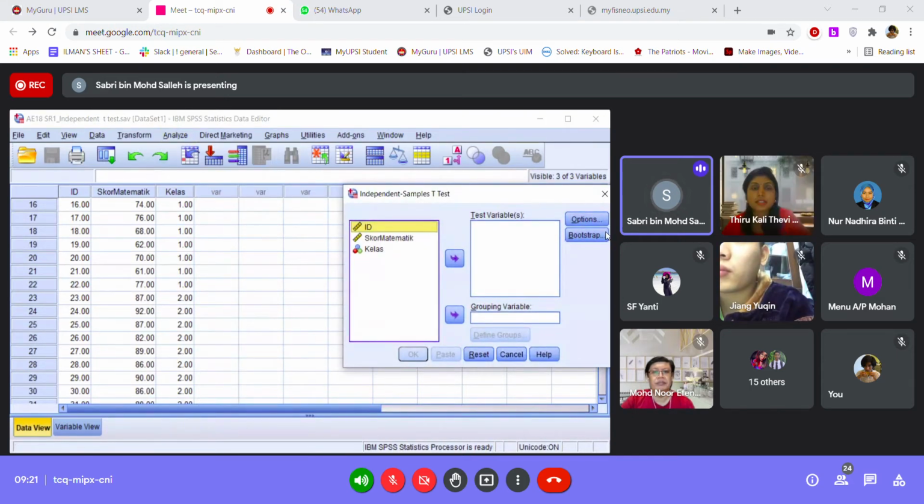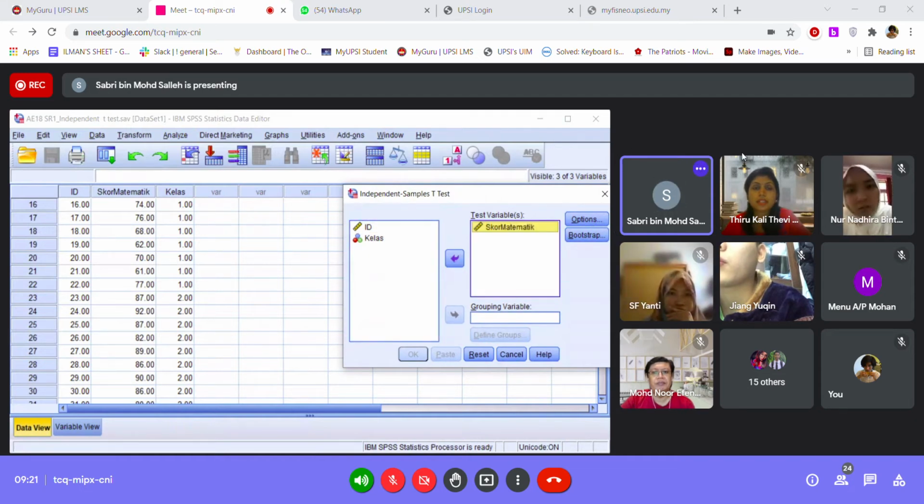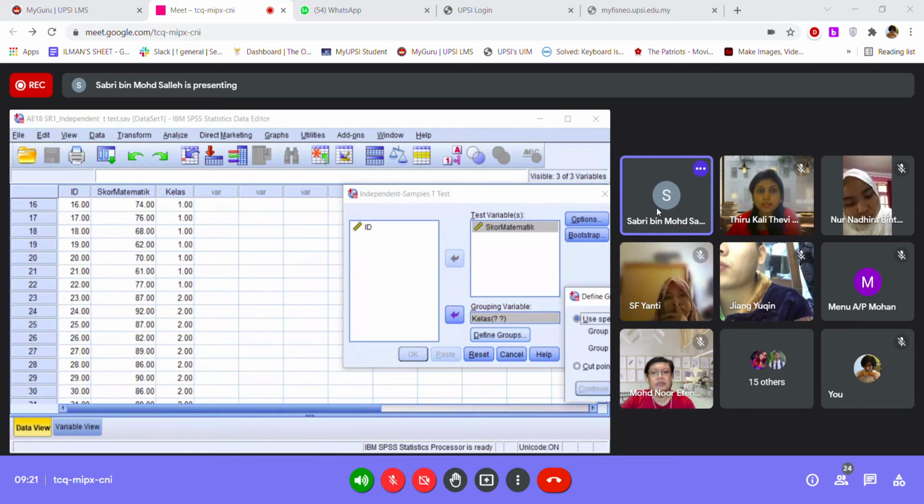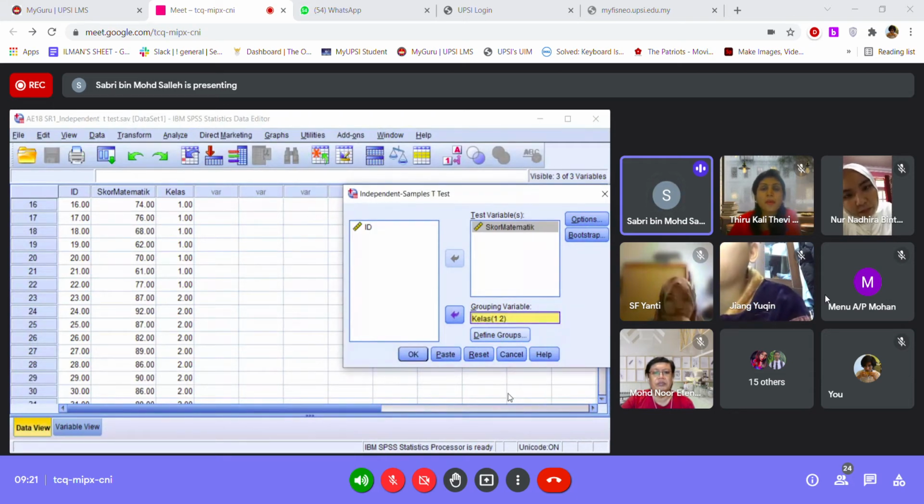Transfer the math score into the test variable. Transfer the class into the grouping variable. Dia akan tanyalah group ni mana. In this case kita ada 2 je. So define groups. Group number 1 class A, group number 2 class B. And we continue. Then tekan OK, dia akan keluar output.